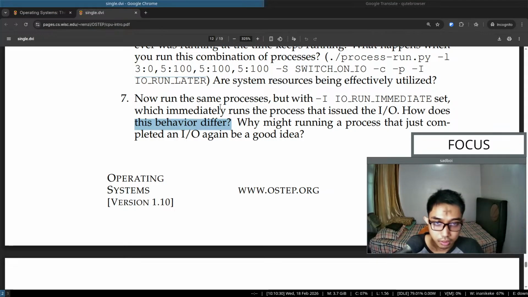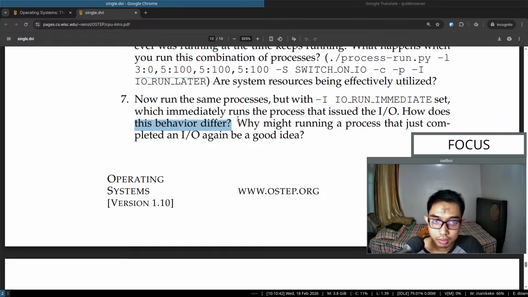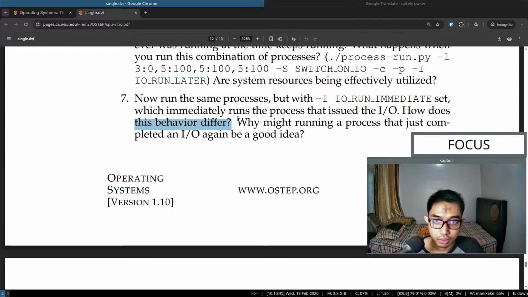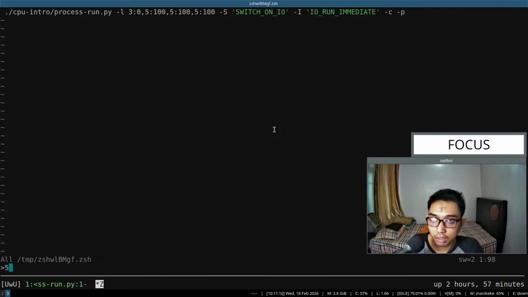How does this behavior differ? That's the answer. We can switch context more efficiently while waiting for the input-output to finish. We can finish another process first. But yeah, I am not sure if this is effective for processes less than or more than 5. Let me check.